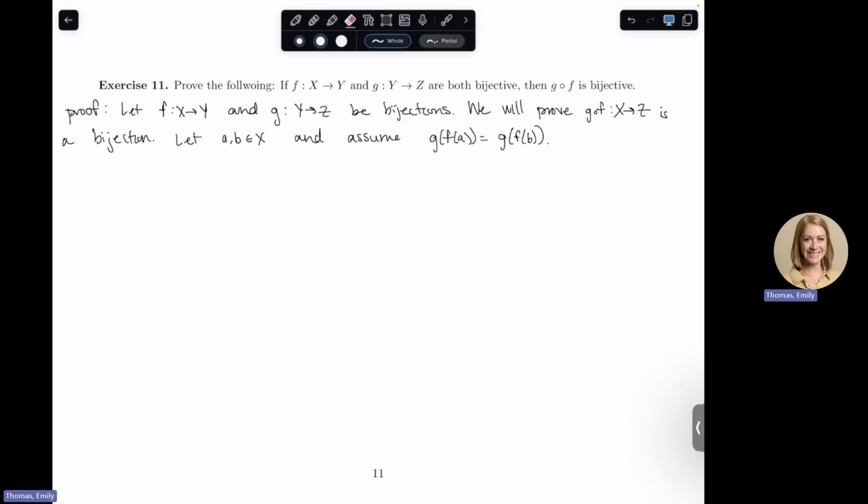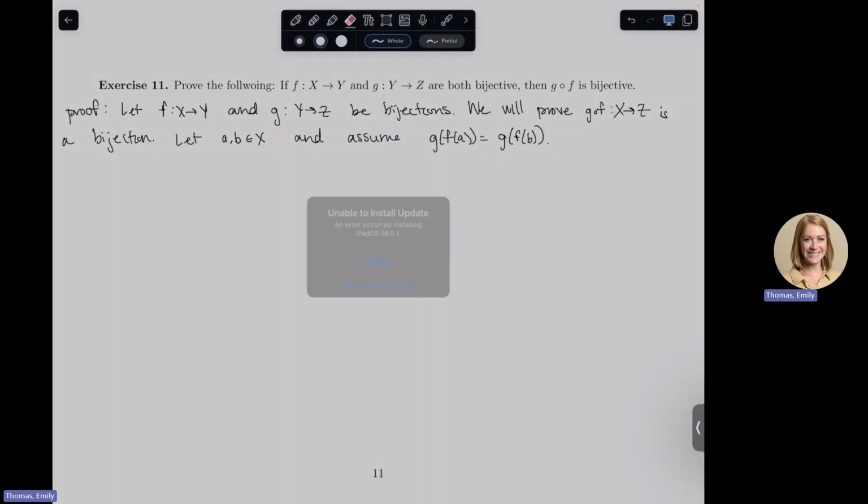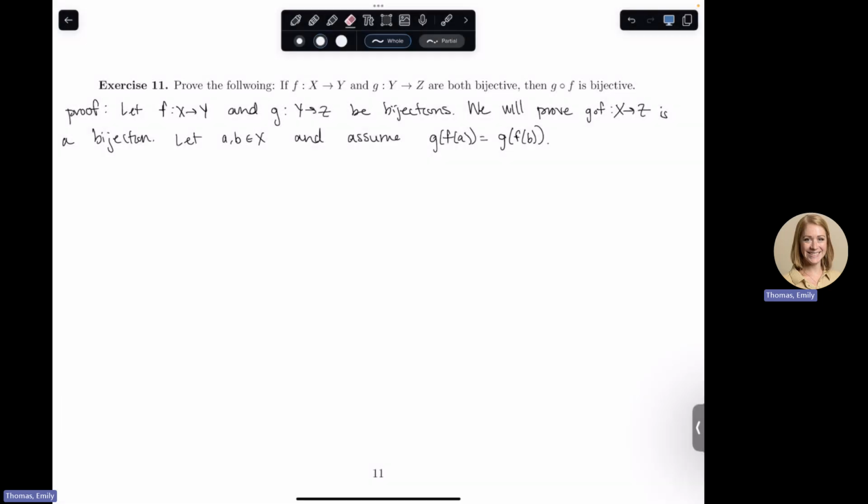What are we trying to show when we're showing that G of F is 1-to-1? What are we trying to show? That what equals each other? No, that would be onto. Onto would be that range equals codomain.